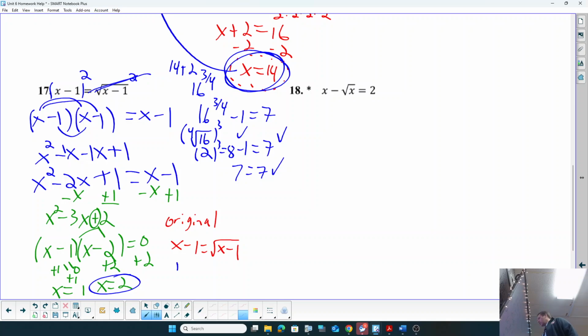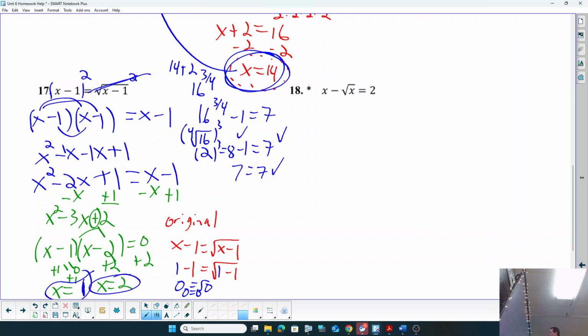Let's see. So 1 minus the 1 equals the square root of 1 minus 1. Remember, wherever you see x, we're plugging in a 1. So 0 equals the square root of 0, which is 0. They both work. Wow, I didn't think they were both going to work. Yeah, they both work. So 1 and 2 both work.